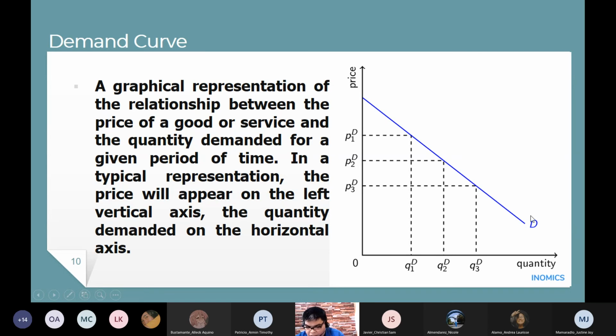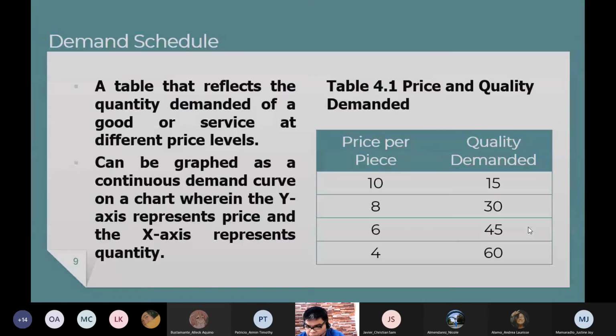So, it can be glanced at table 4.1 that there is an inverse relationship between price and quantity demanded, such that as the price goes down, quantity demanded must go up. Hindi pwedeng bababa yung presyo mo pero same pa rin yung items mo.